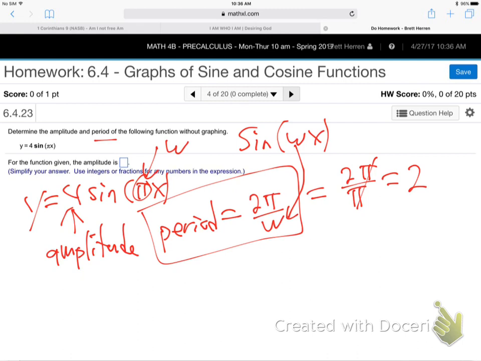Yeah, it does. Yeah, yep, that's right. Yeah, so that's really important, very, very useful in this section.